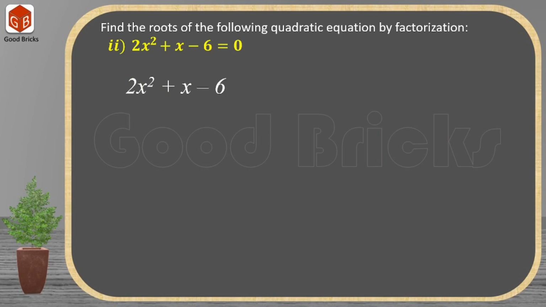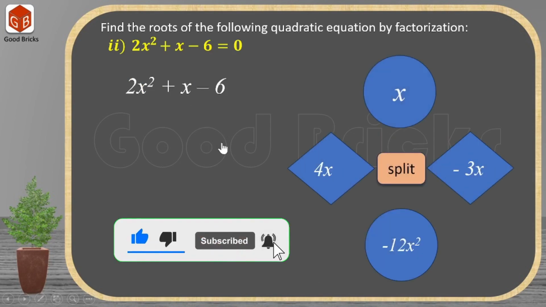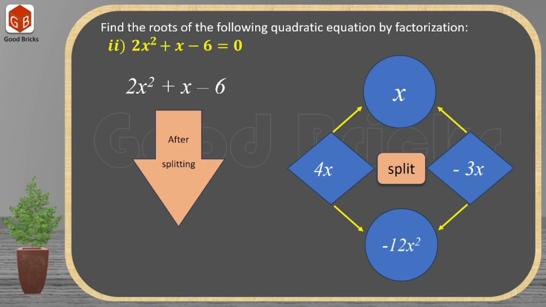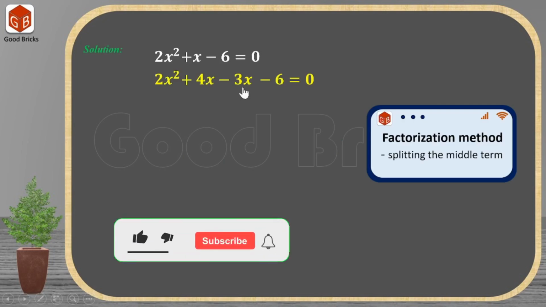Let us solve one more problem on the factorization method, and this is the middle term. First of all, we need to split this middle term into two different terms, and after splitting we can write as shown here on the screen. So this is the quadratic polynomial after splitting the middle term. This is the equation given, and after splitting we can write as shown here on the screen.